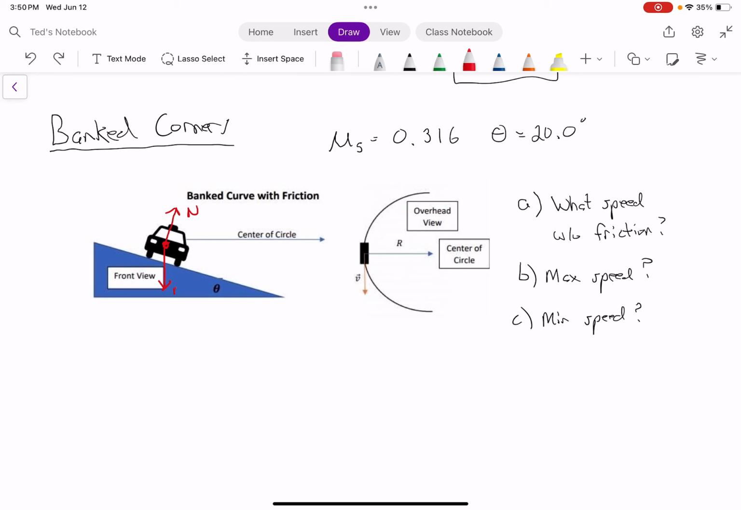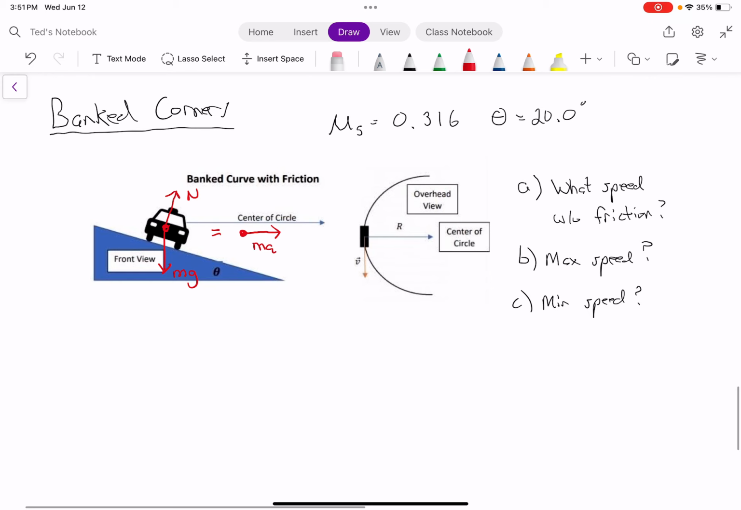And I'm going to label this one mg, that's the gravitational force. Okay, so we also know that the acceleration points towards the center of the circle, so ma points towards the center of the circle. All right, that gives us what we need to do part A.